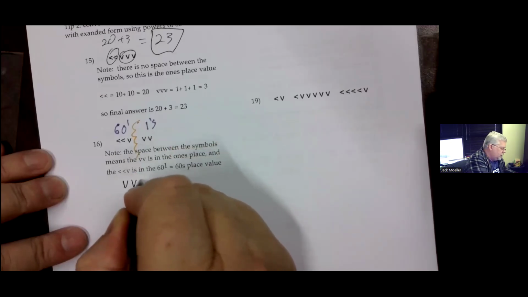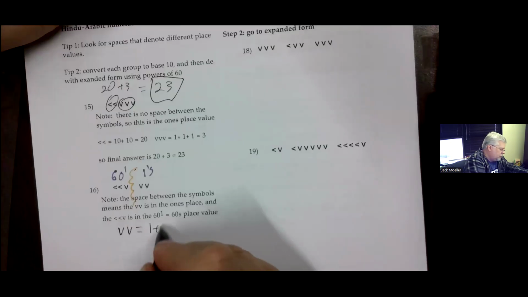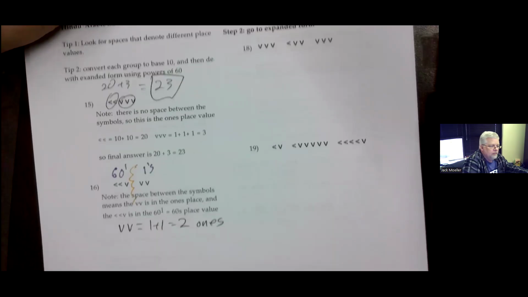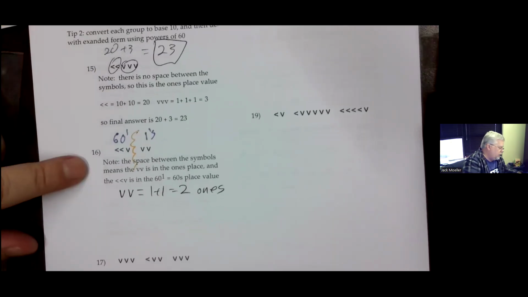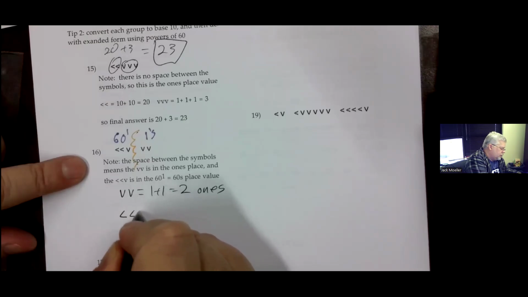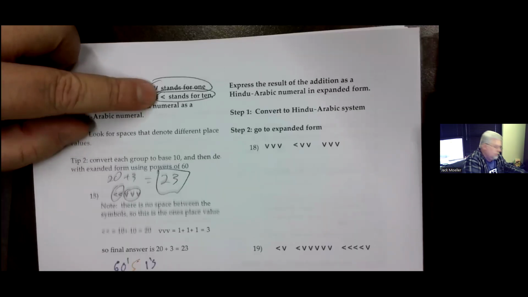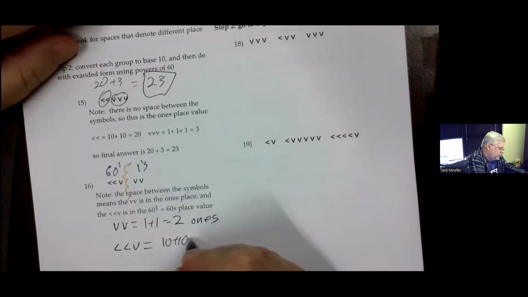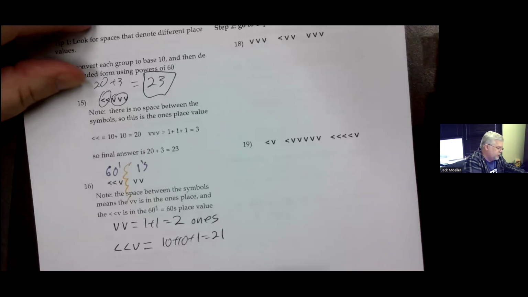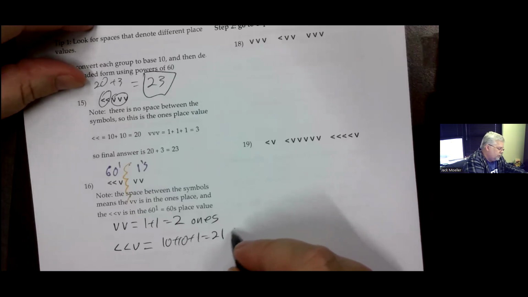So let's start with the V, V because that's the ones. Remember, the V stands for 1, so that's 1 plus 1. That's 2 ones. That's the ones place value. Now for the less than, V, remember the less thans stand for 10. That's 10 plus 10 plus 1, which is 21. This is not 21 ones. This is 21 of 60 to the first.